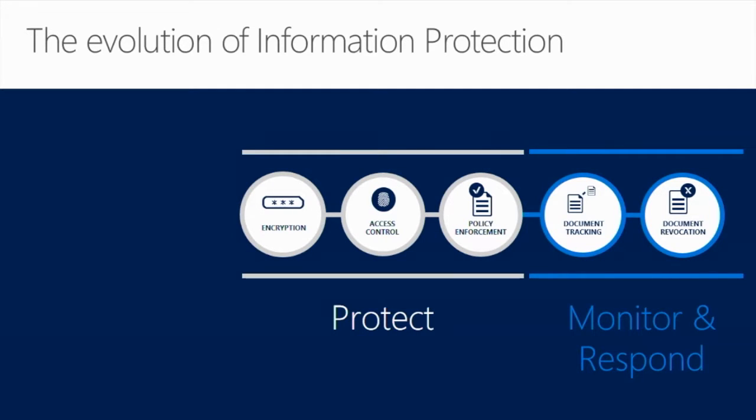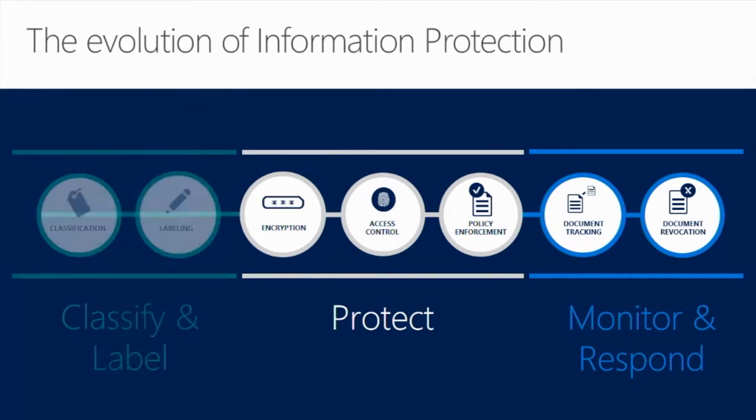If something goes wrong and you see the picture on the map to show you something has happened, you can go in there, you can revoke access to the document, and then no one can open it anymore. And that's what we gave you with the tracking portal as part of Azure RMS. So, the final piece of the puzzle.